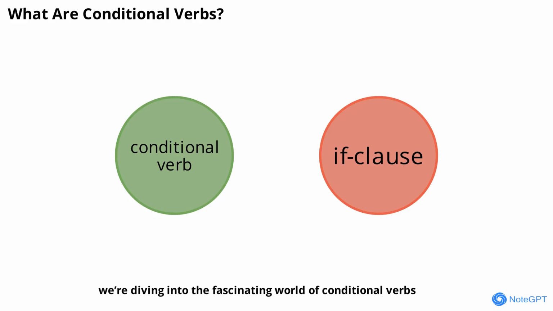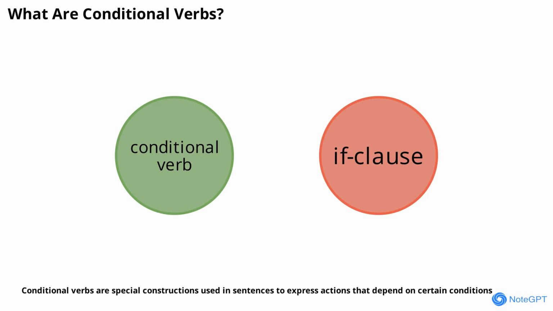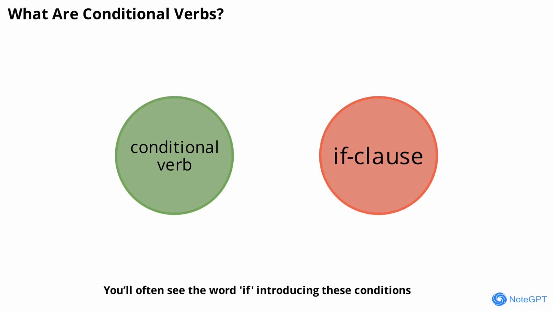Welcome. Today, we're diving into the fascinating world of conditional verbs. Conditional verbs are special constructions used in sentences to express actions that depend on certain conditions. You'll often see the word "if" introducing these conditions. For example, if it rains, we'll stay inside.